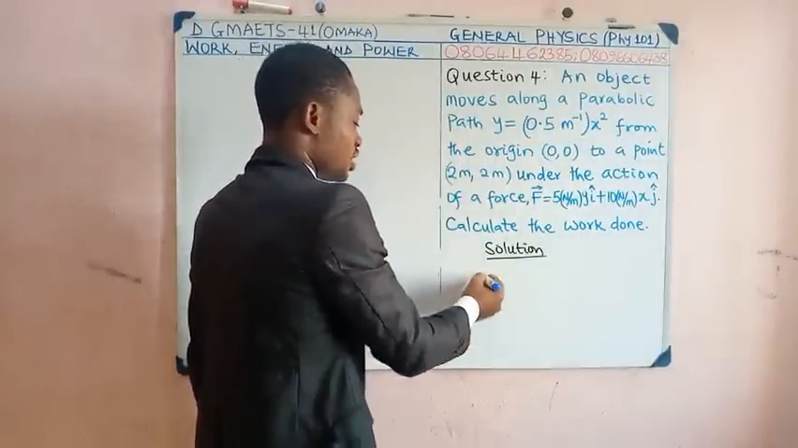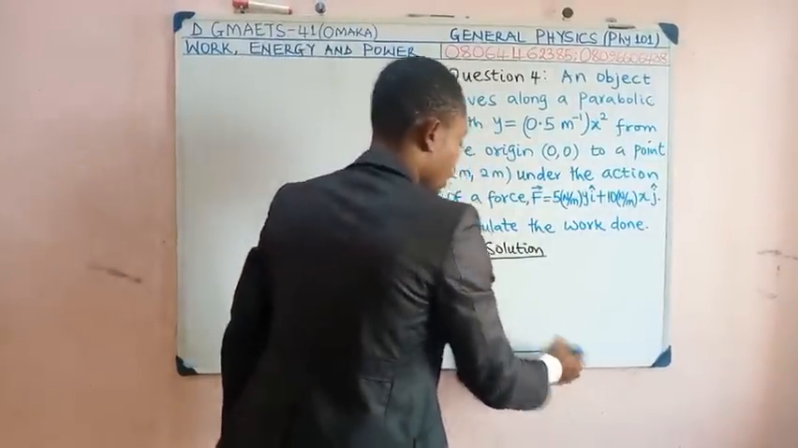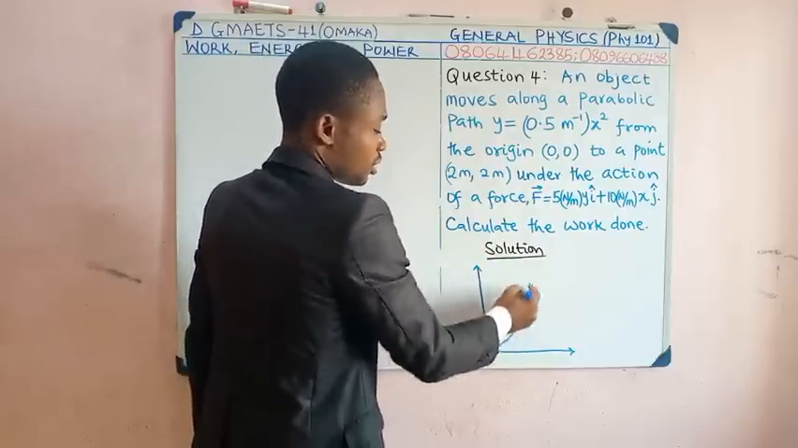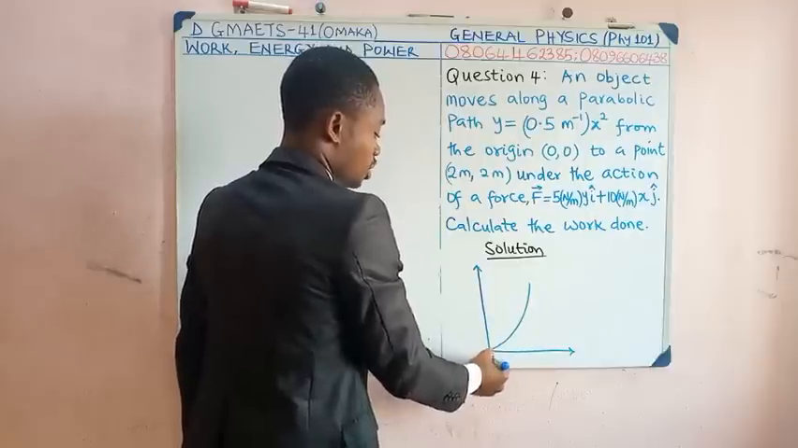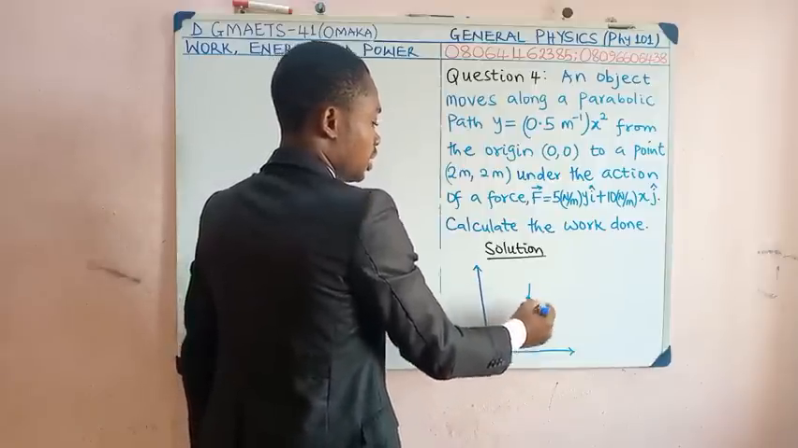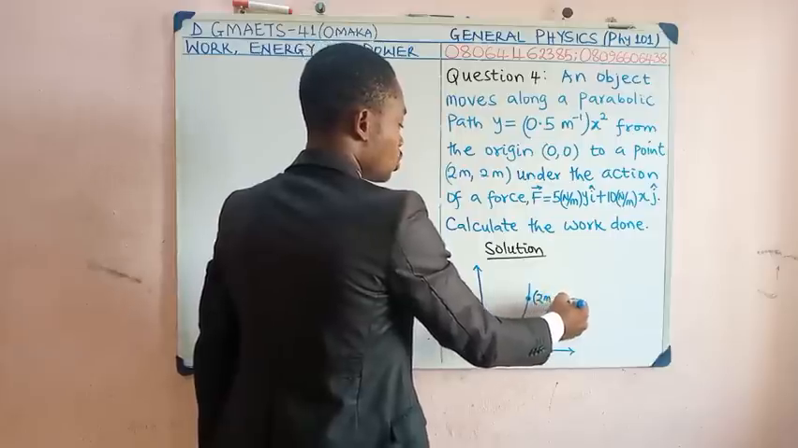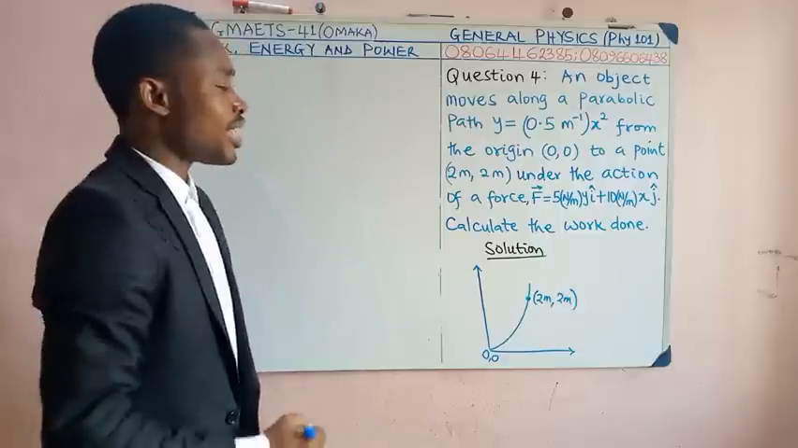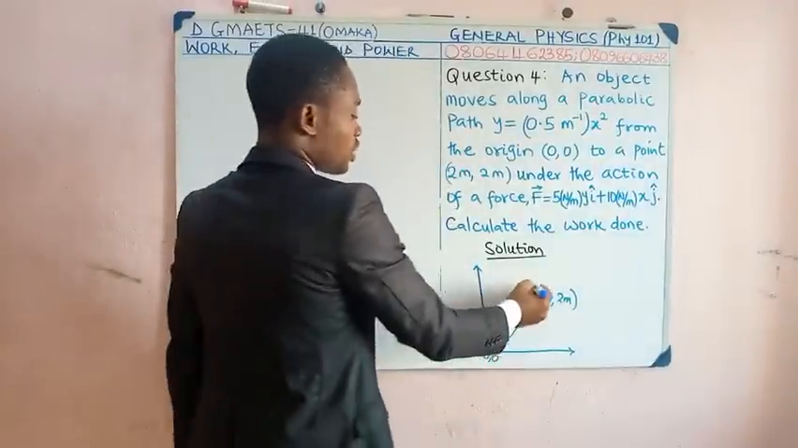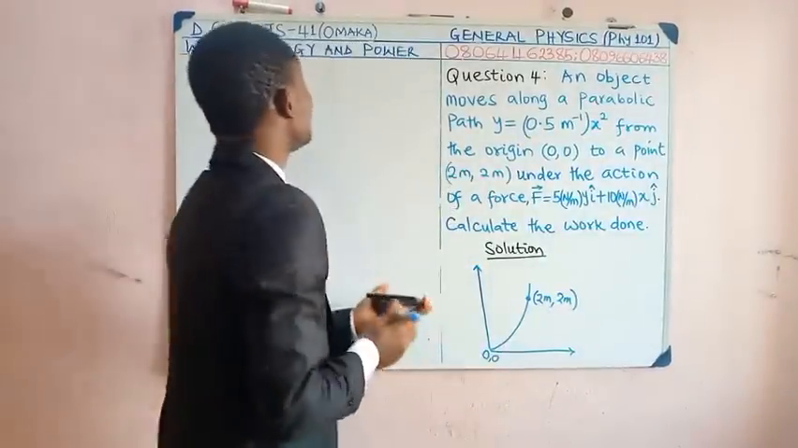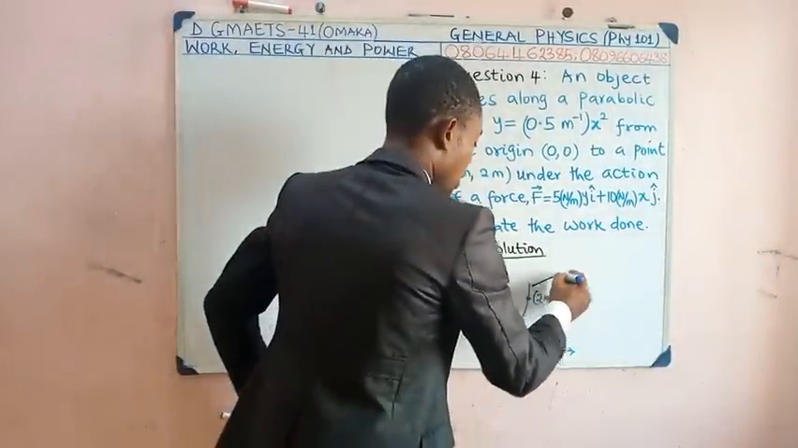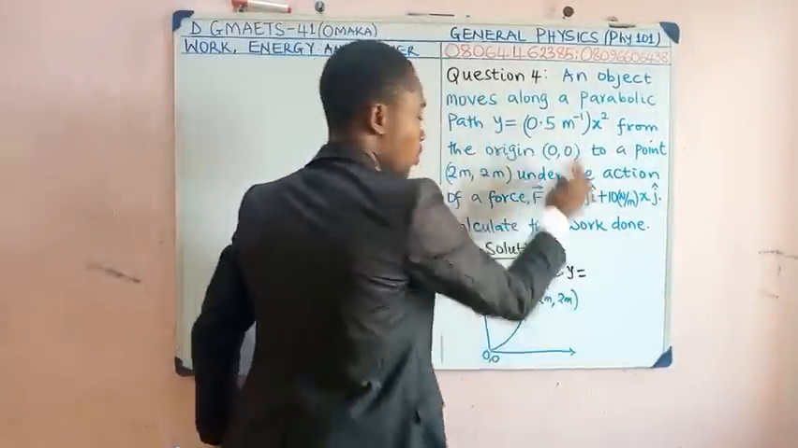Alright, let me bring out the data given to us. I think I can sketch this diagram for you to see clearly. Let me sketch it. So if I say that this is a parabolic path from the origin, let me say that from this origin you have (0, 0), and then let's say that the object is moved to a point here. So this is 2 meters, 2 meters. Is that okay? Under the action of a force. So there is a force that moves this. But the equation of this curve, let's write that. The equation of the curve is given as y equal to 0.5.